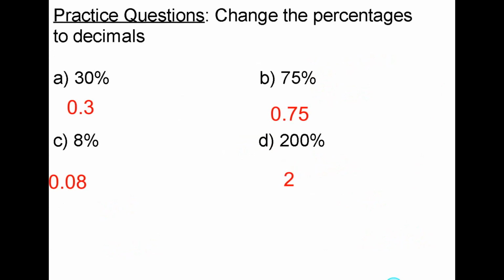Please pause. These are the answers. Notice 200%, if I do 200 divided by 100, I get 2. It could be that there's been an increase in profit at a company by 100%. That would be the percentage that we then have.